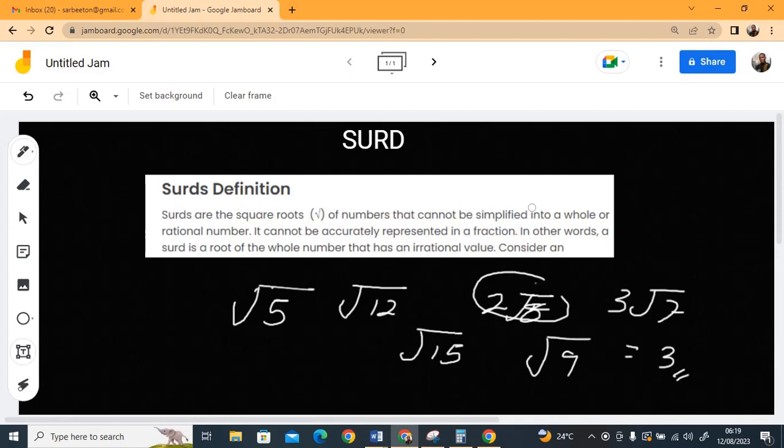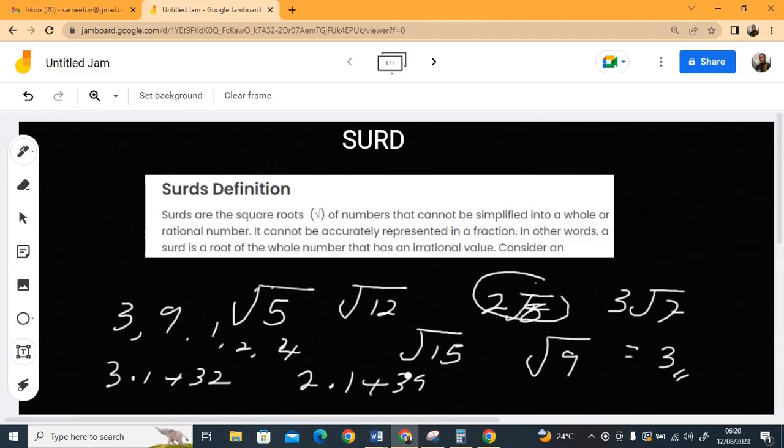Rational numbers, as you know, we have 3 as a rational number, 9 as a rational number, even 1, 2, 4, they are rational numbers. But once a number has 3.1432, like pi, it is irrational. If you have something like 2.1439, so any number whose square root gives something like this is a surd.